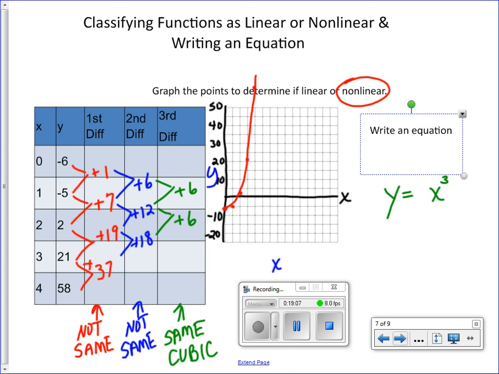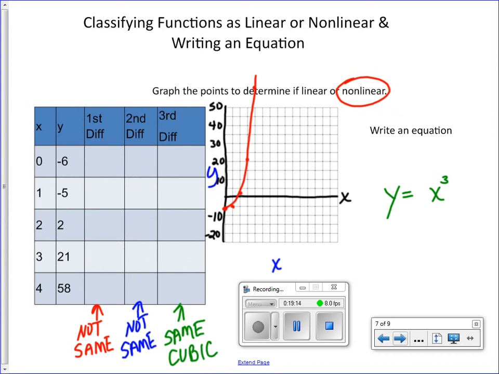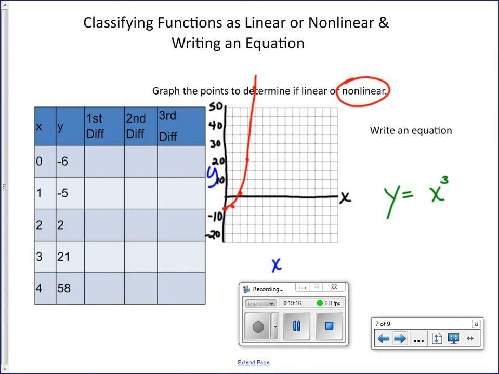All right? Now, I'm going to erase this so again I can use my columns for something else. And let's take a look. We'll use this column. We're going to let that be our x cubed column. All right, so 0 cubed is still 0. 1 cubed is 1. 2 cubed is 8. 3 cubed is 27. And 4 cubed is 64.